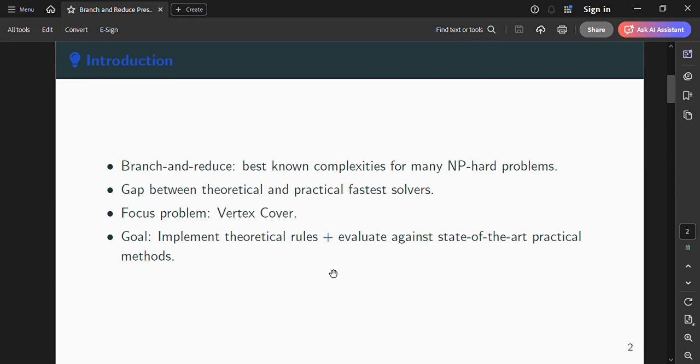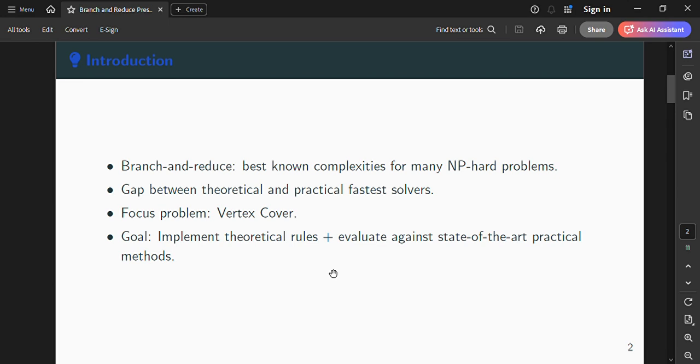Now in theory, branch and reduce is known to have some of the best time complexities for a number of NP-hard problems. Theoreticians have developed very intricate tools to reduce and branch on the problem space to achieve those bounds. However, in practice, the story is different.